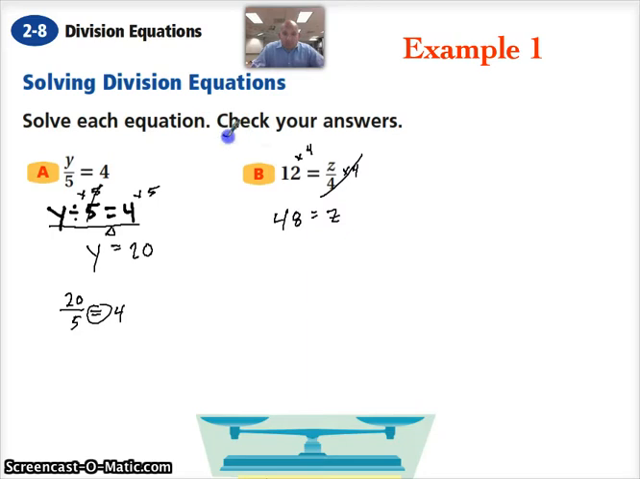And now it wants me to check my answers, so I'm going to plug what I think is the solution in where the variable should be. Does it equal 12? 48 divided by 4, yes indeed, it does equal 12.